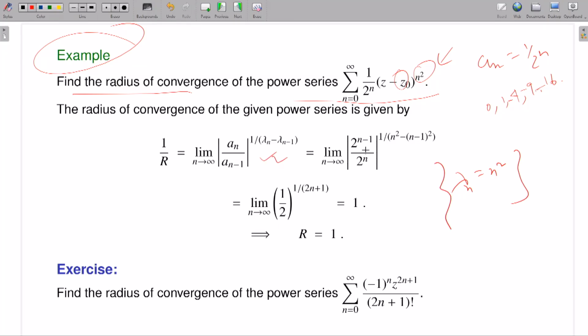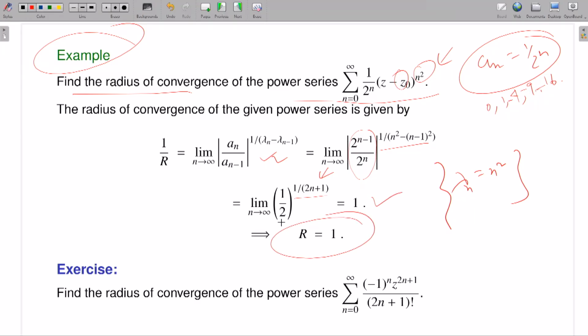So what is your a_n? a_n is 1 by 2 to the n, a_{n-1} is 1 by 2 to the n minus 1. So a_n divided by a_{n-1} is 2 to the power n minus 1 divided by 2 to the power n, and you have to just calculate 1 by lambda_n minus lambda_{n-1}. Lambda_n is n square, so n square minus (n minus 1) square. If I do some algebra, it turns out that it is the limit as n approaches infinity of half to the power 1 by 2n minus 1. Now as n approaches infinity, 1 by 2n minus 1 goes to 0, so therefore this is 1, so therefore the radius of convergence is 1.